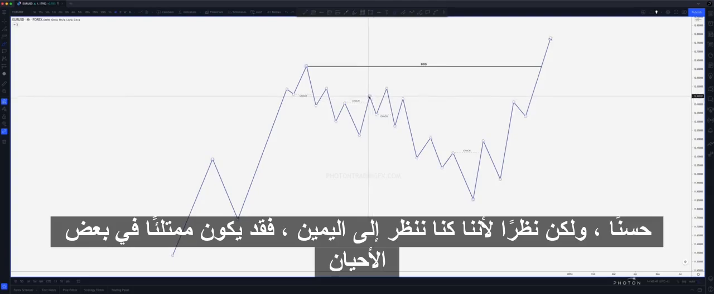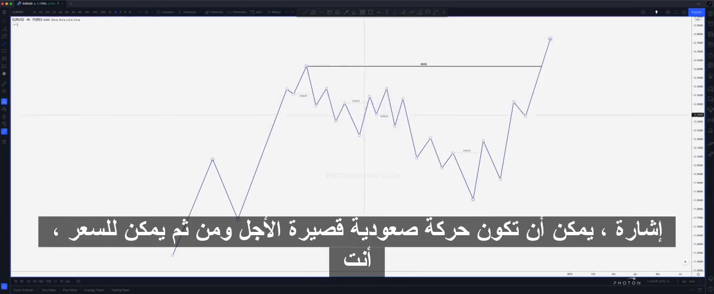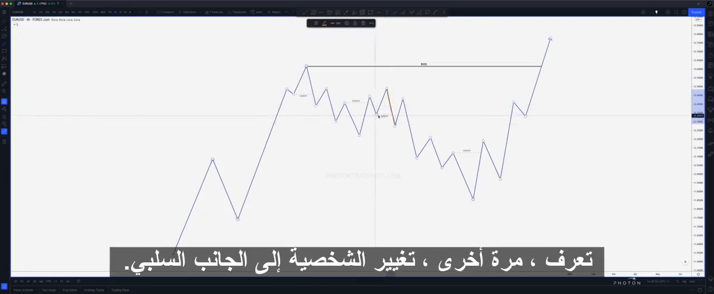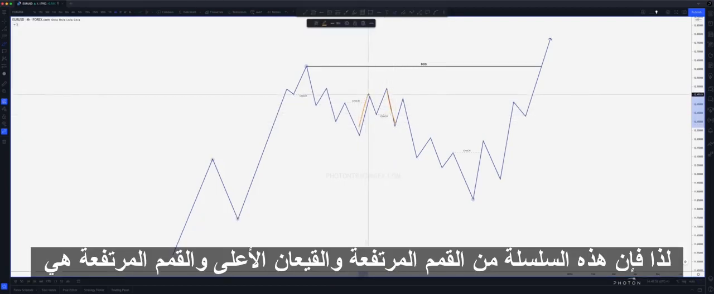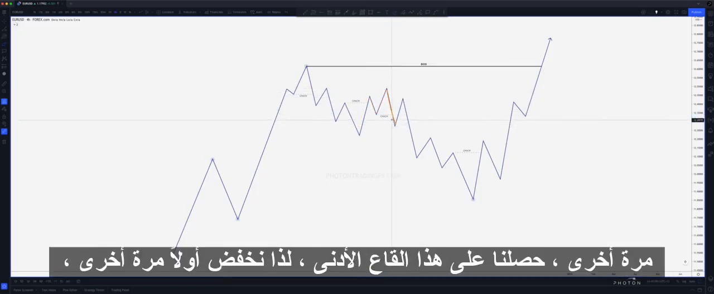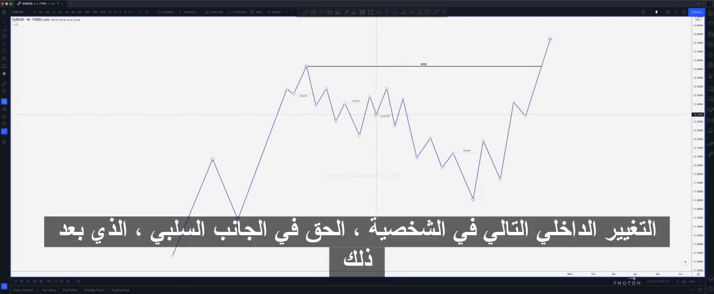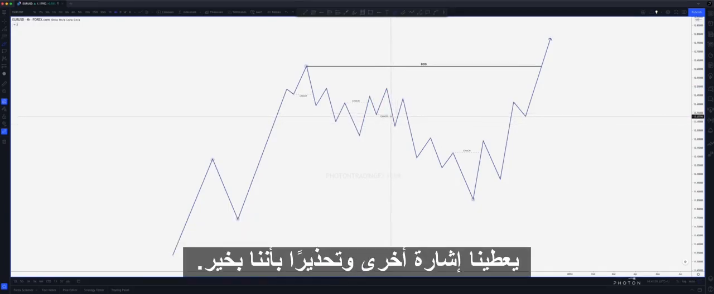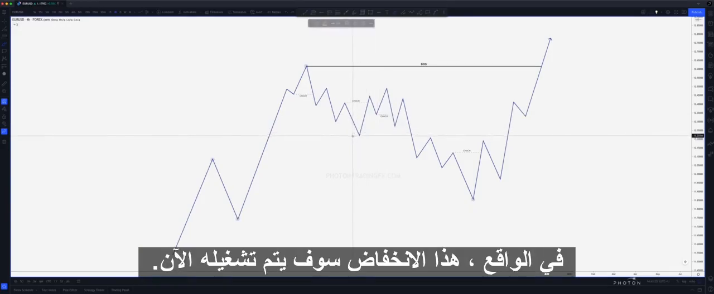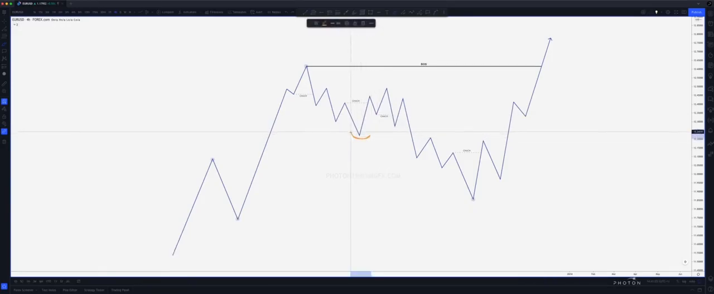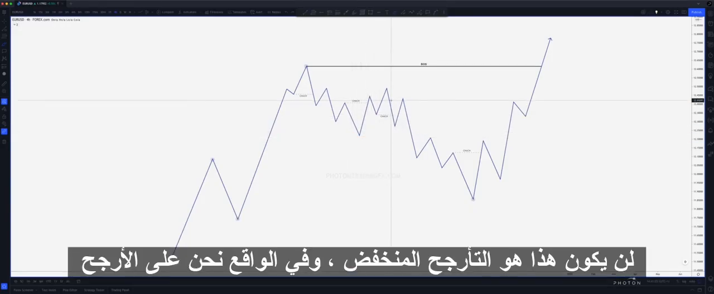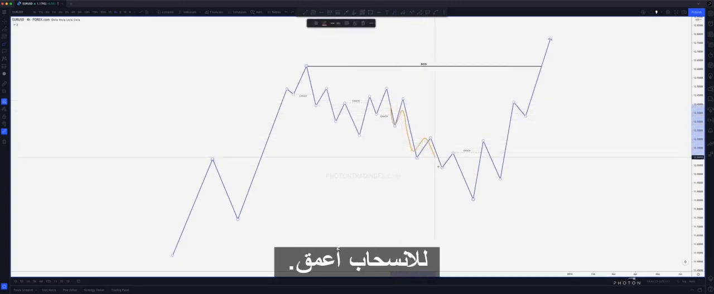But as we were looking at, sometimes it can be a false signal, it can be a short-lived bullish move, and then price can again change character to the downside. So that series of higher highs, higher lows, and higher highs is suddenly broken again. We get that lower low. So that first lower low is the next internal change of character to the downside, which then gives us another signal and a warning that actually this low is now going to get run. This is not going to be the swing higher low, and we're likely to pull back deeper.